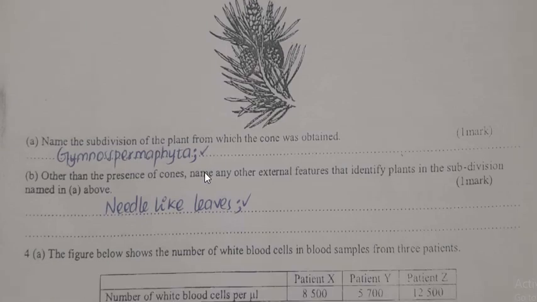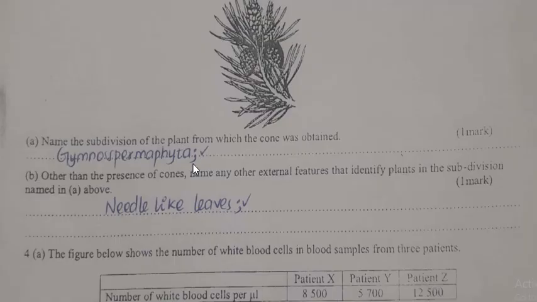Then part B, other than presence of cones, name any other external features that identify plants in the subdivision named in A above, and that is needle-like leaves. They have needle-like leaves. And before we move to the next question, maybe the subdivisions, gymno meaning naked, they have naked seeds, or the seeds are not enclosed by a fruit wall. Then on the other hand, we have Angiospermae or Angiospermatophyta, in which seeds are enclosed in a fruit wall.